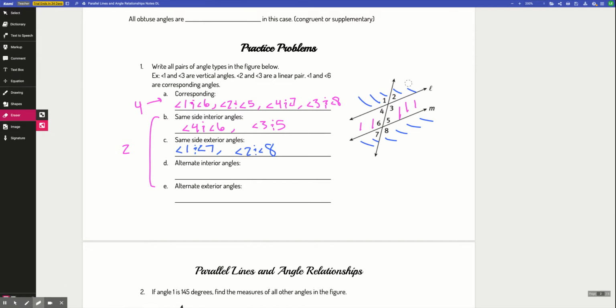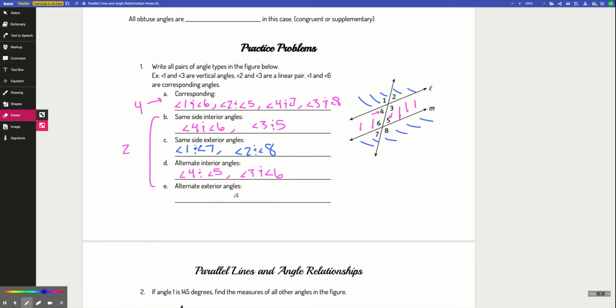For the alternate interior angles, they both have to be inside of the parallel lines, so like here in this pink zone, but they also have to be on opposite sides of the transversal. So angle 4 and angle 5 would be a pair, and then angle 3 and angle 6 is the other set.